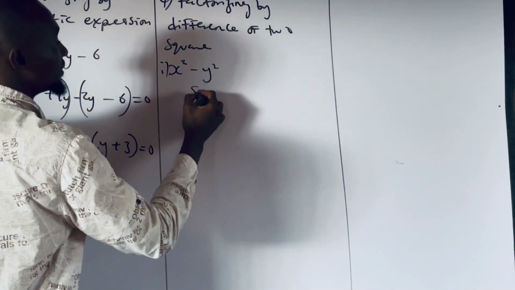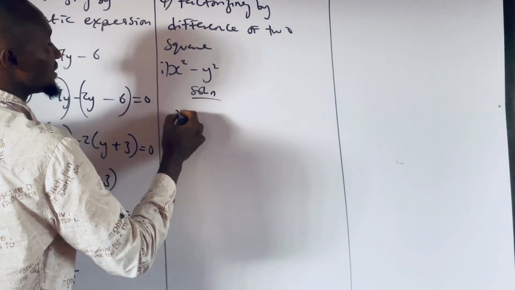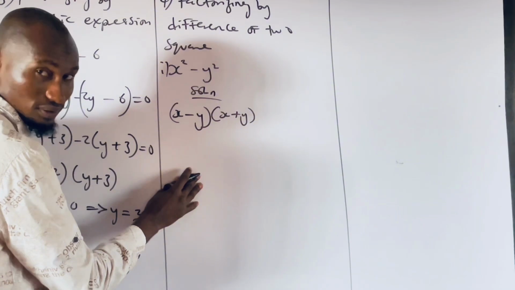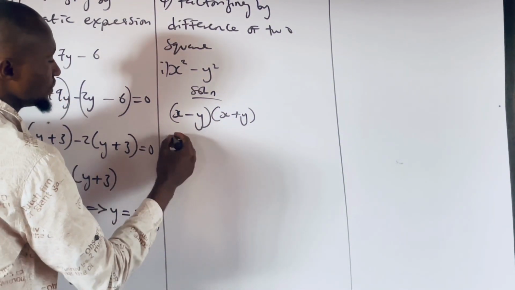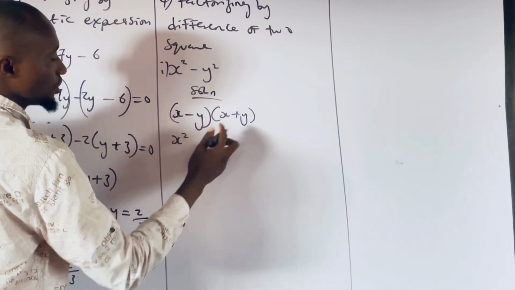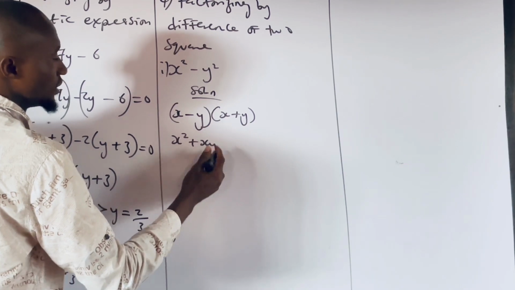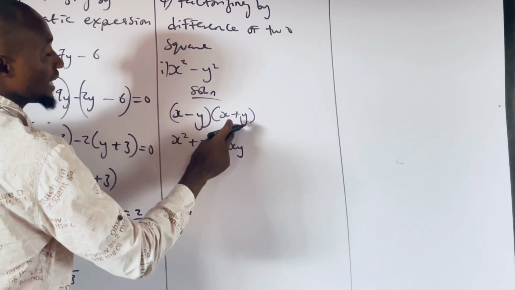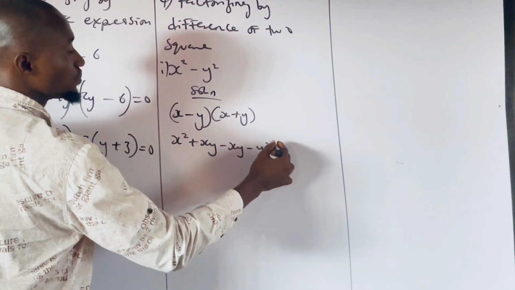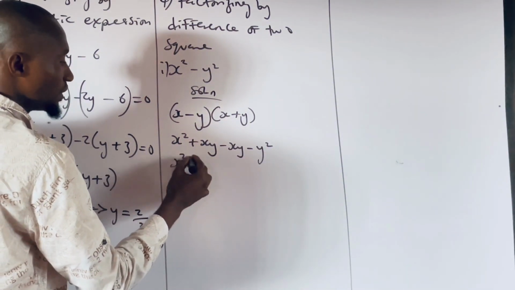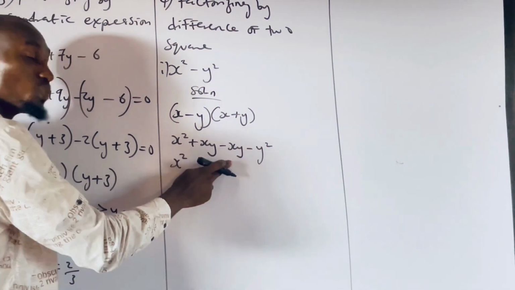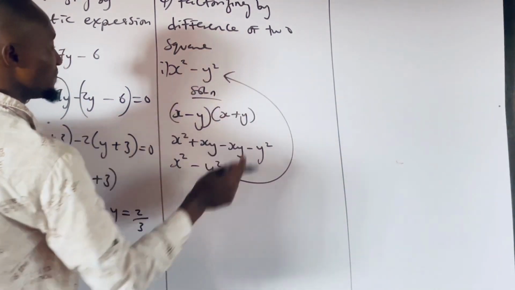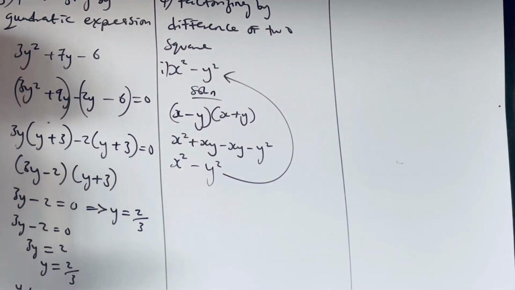So first one, solution. This is x minus y bracket x plus y. Do you get? x times x will give us x squared. x times plus y will give us plus xy. Minus y times x will give us minus xy. Minus y times plus y will give us minus y squared. Now x squared plus xy minus xy is 0. We return to minus y squared. Have you seen that the final answer will give the initial question?